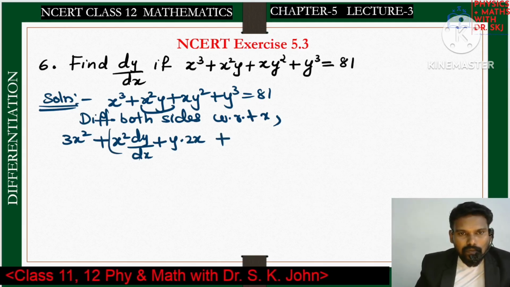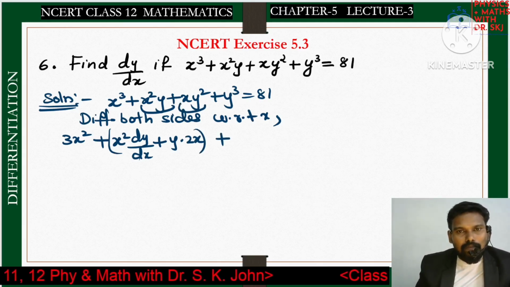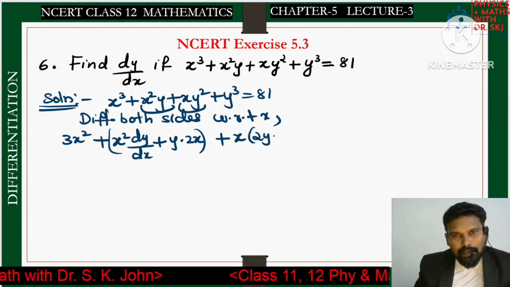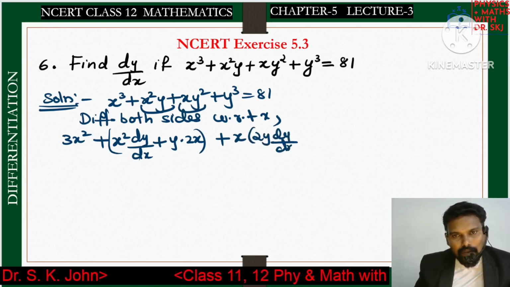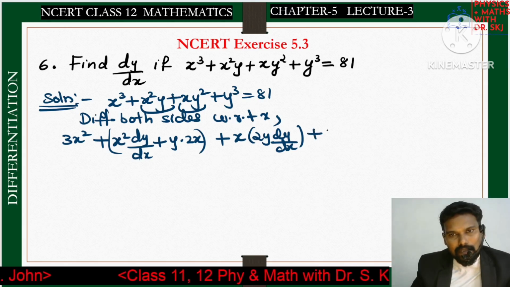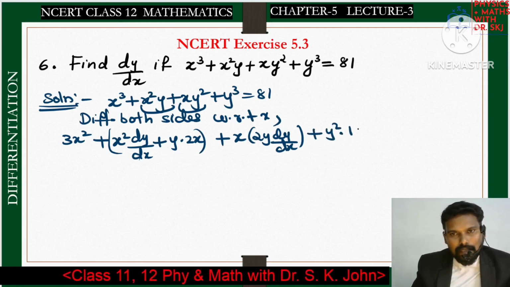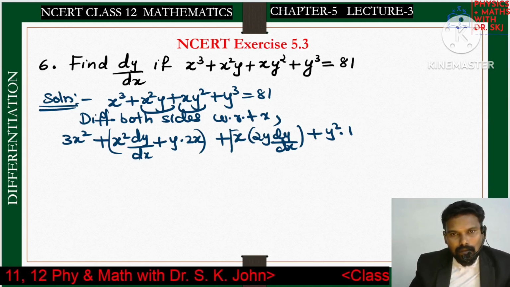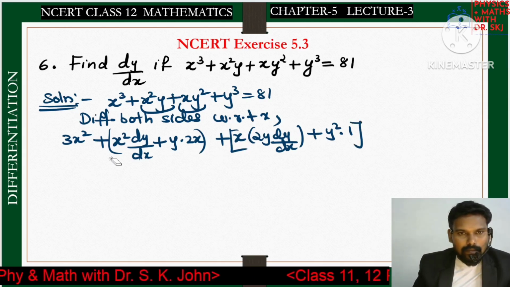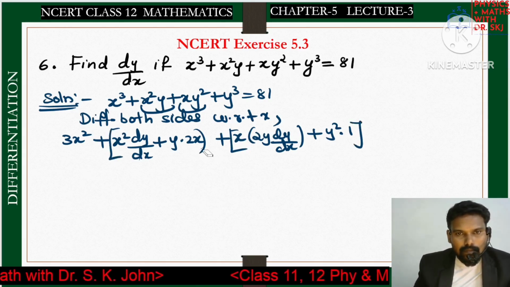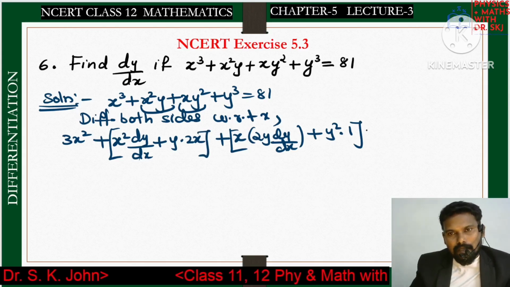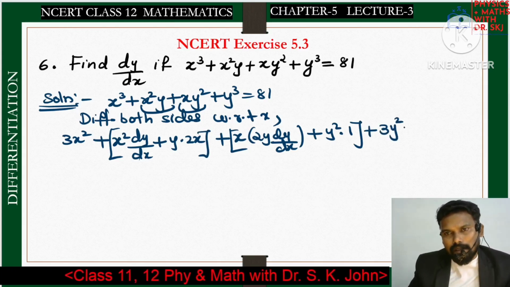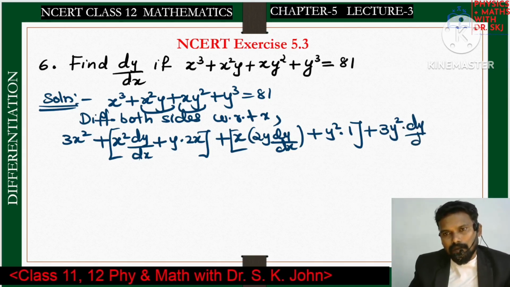Plus, for the second time also we have to use the product rule. First function times derivative of second: the derivative of y square is 2y dy by dx, plus second function times derivative of x, which is 1. So two product rules here, plus the derivative of y cube. What will be the derivative of y cube? It will be 3y square times dy by dx.